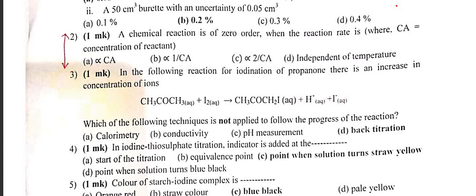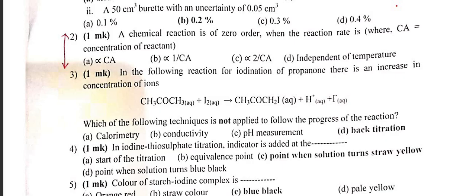The next one here, question 3. They're saying, in the following reaction of iodination of propane, there is an increase in concentration of ions. Which of the following techniques is not applied to follow the progress of the reaction? This is what we are having. It's just a displacement reaction, because we have one hydrogen being displaced by an iodine atom. Which answer here, guys, is the best?